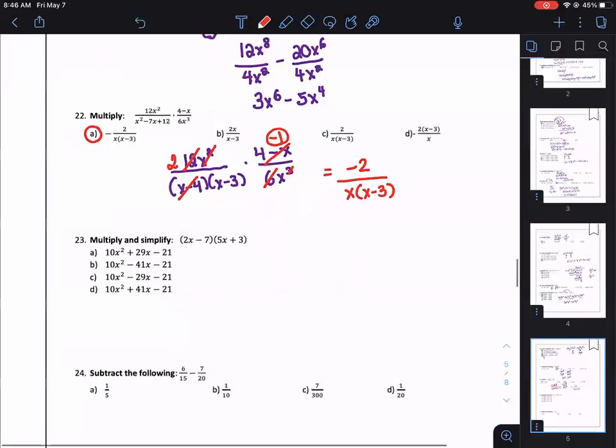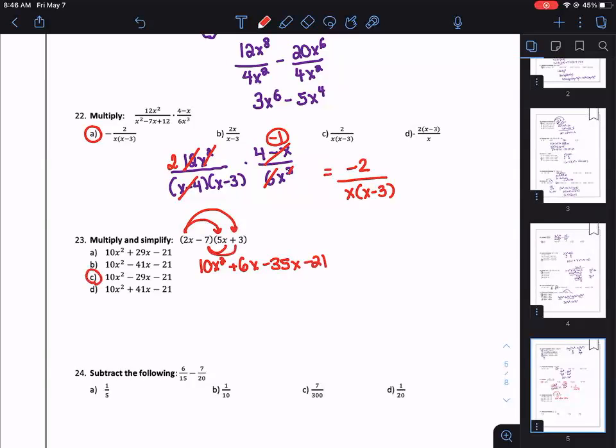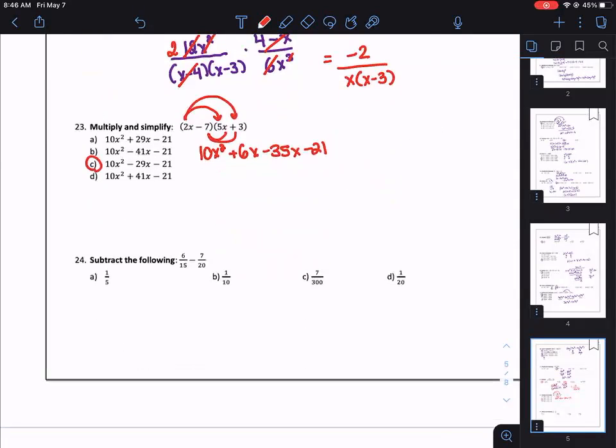There we go. Okay, here we are going to do a little bit of distributive property. So this would be 10x squared plus 6x minus 35x. So I already know I'm going to have a -29. So my answer is probably C, minus 21. And indeed, it is choice C. So multiple choice can be super helpful.